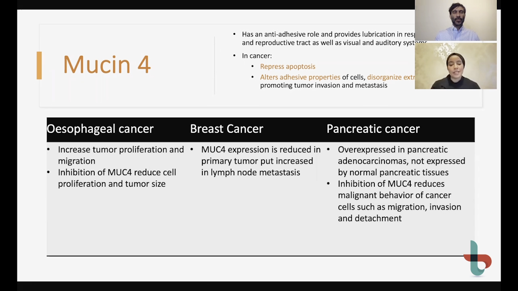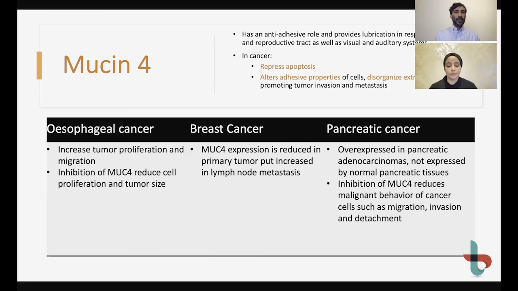In terms of breast cancer, interestingly, what we see is that there is a downregulation of mucin-4 in the primary tumor. However, in the metastatic tumors, for example, in the lymph nodes, there is an upregulation of mucin-4. This is thought to be due to the change of mucin-4 in different contexts, so that it can promote tumor invasion and metastasis. Also, just a quick reminder, in ovarian cancer, overexpression of MUC16 helps tumor metastasis and invasion.